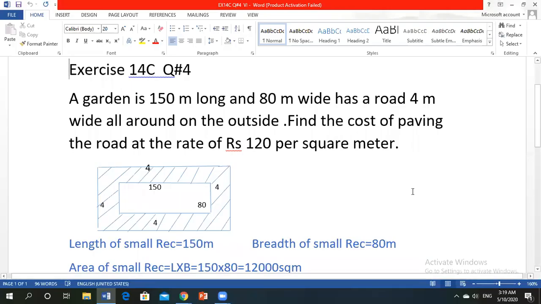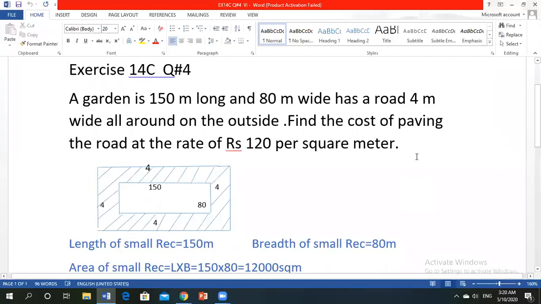Students, today we will do exercise number 14C, question number 4. I'm reading the question for you. A garden is 150 meters long and 80 meters wide, has a road 4 meters wide all around on the outside. You should notice that the road is outside and the garden is inside. Find the cost of paving the road at the rate of rupees 120 per square meter.